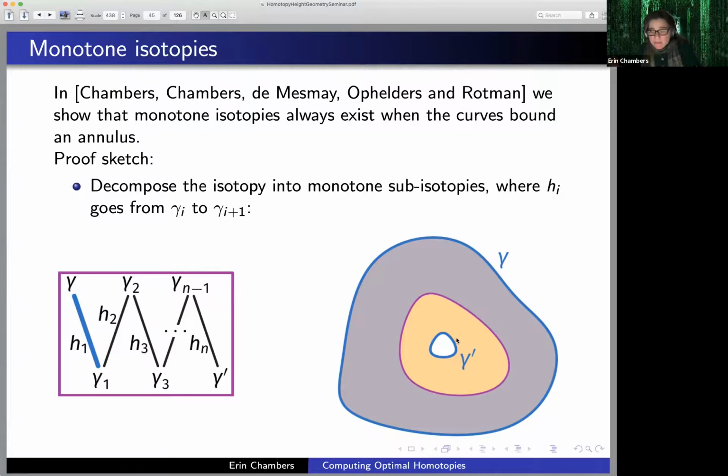Okay, how do you show it's monotone? Well, assume it's not and get a contradiction. Again, this is a non-constructive thing here. So suppose we decompose it into monotone pieces, and we were really inspired by that Reidemeister move: look at one thing at a time. So this is what we're going to do.